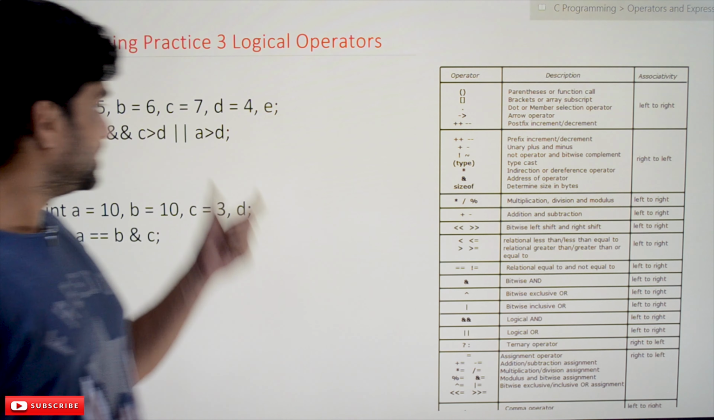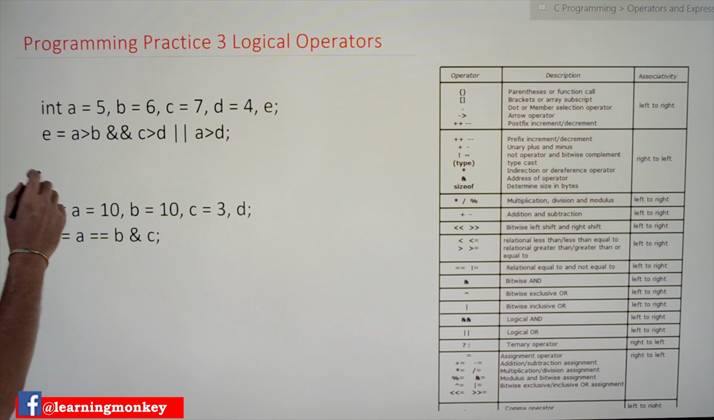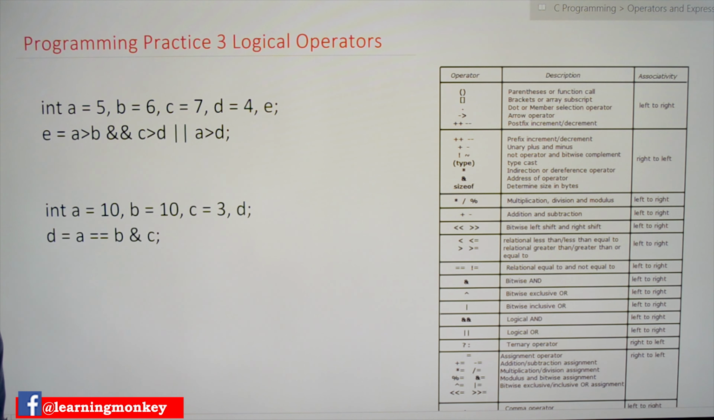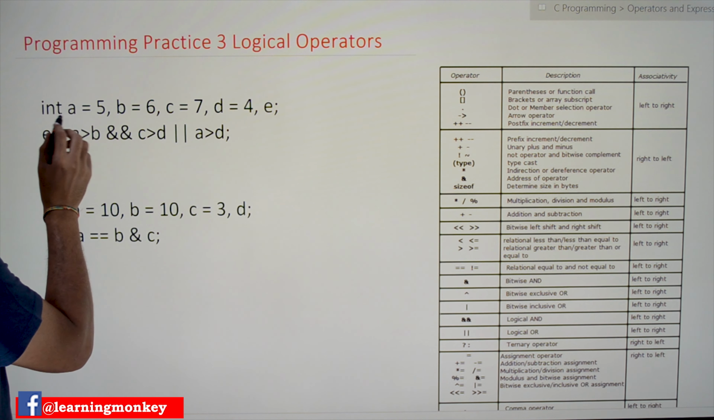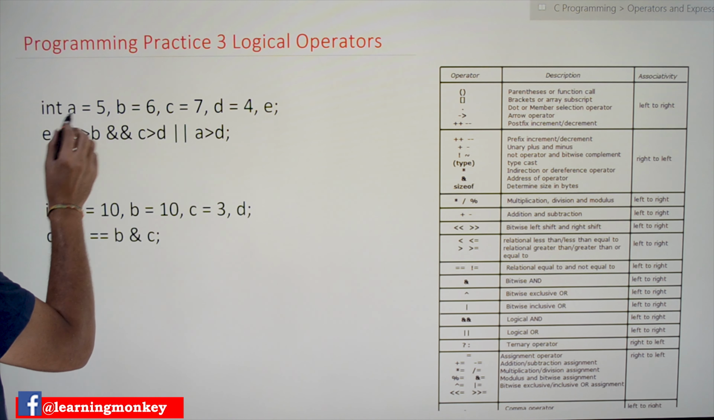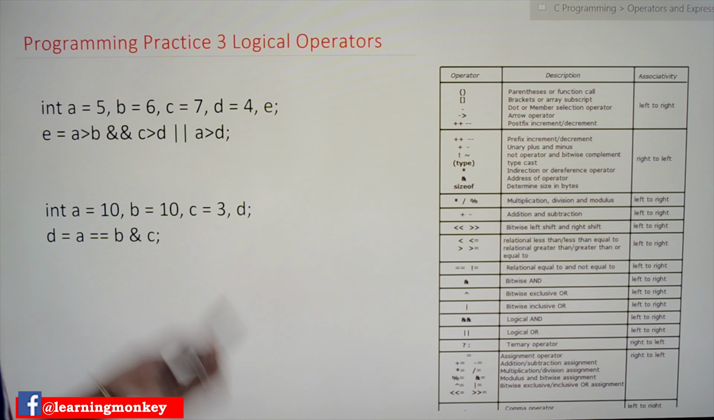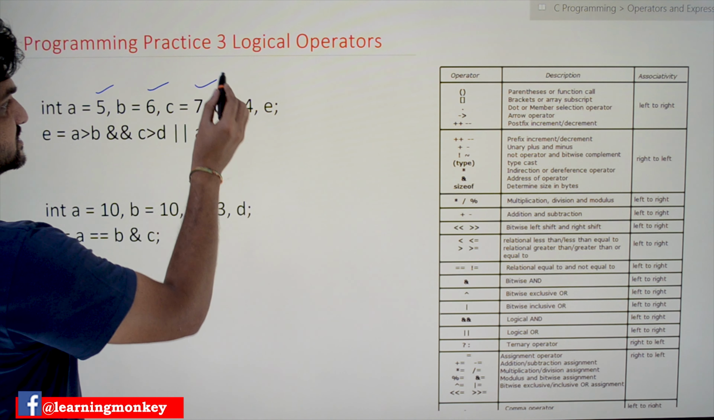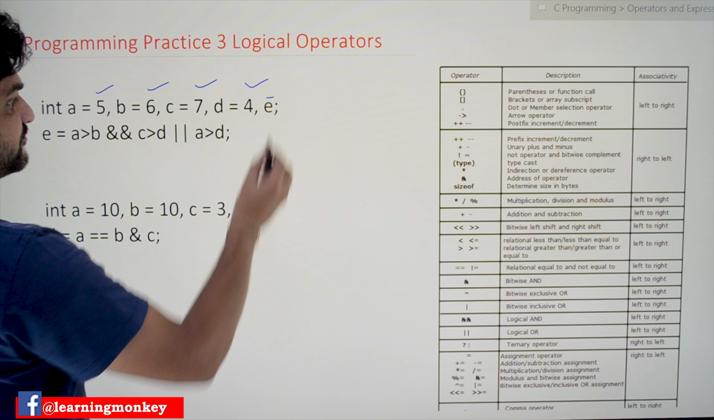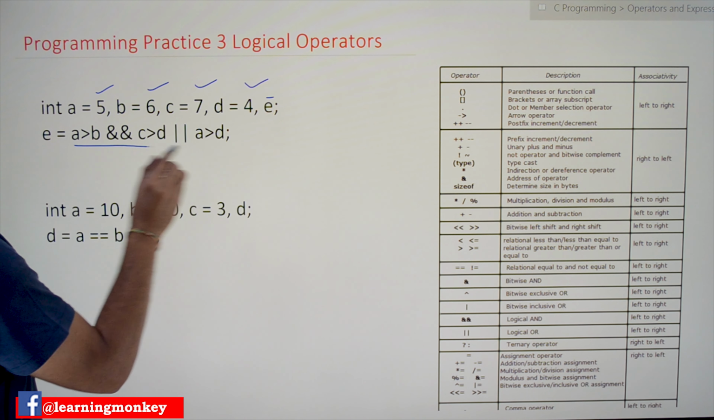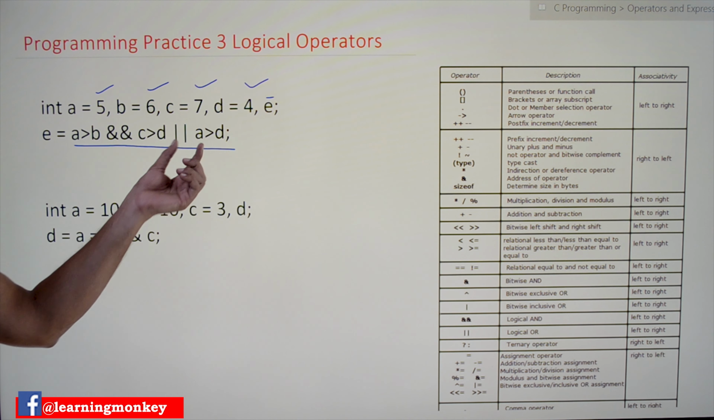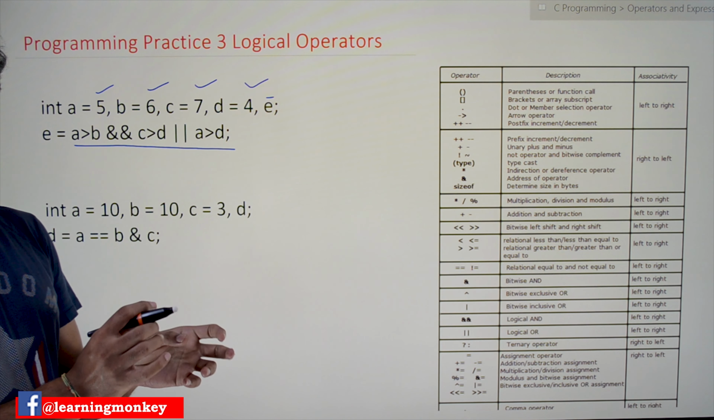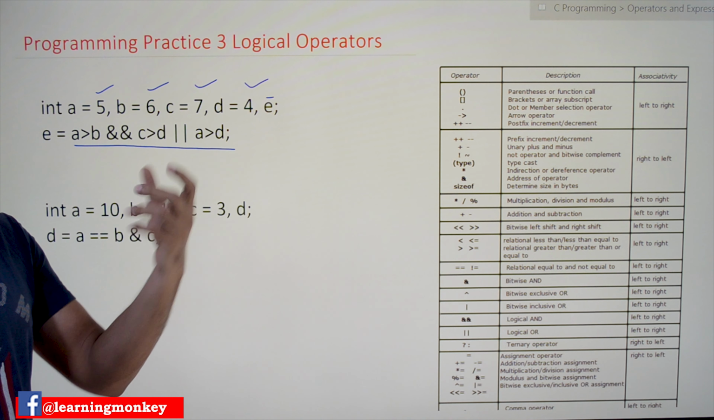Now coming to this class, let's try to solve these two problems. How these problems will get executed by using that operator precedence and associativity table. So here we have declared five variables, A, B, C, D, E. The value of A is 5, B is 6 and C is 7 and D is 4, and the value of E will be assigned by the output of this expression. Being all these operators comparison and logical operators, the output will be either 1 or 0.